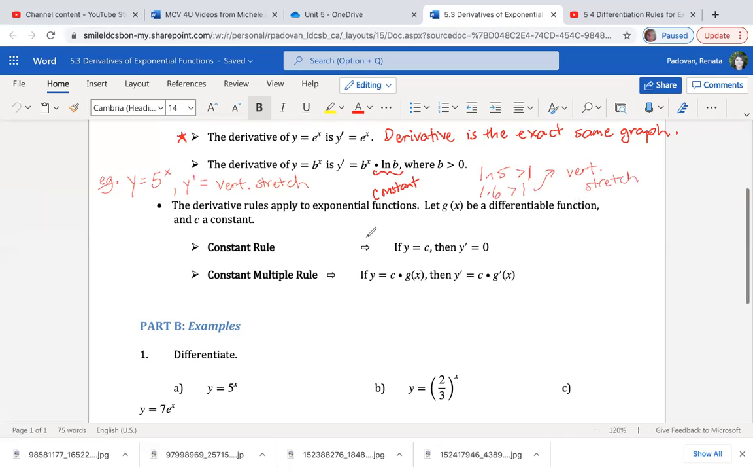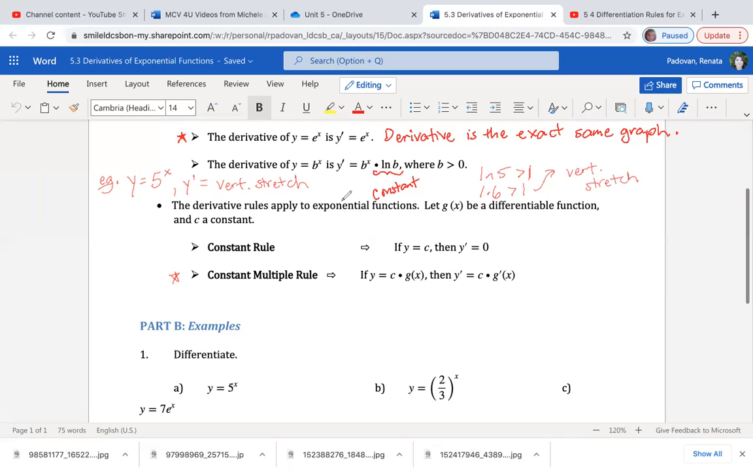Okay. So the derivative rules apply to exponential functions as well. So great, all the same things we already know. So if g of x is a differentiable function and c is a constant, I'm showing you 2 rules. We're actually only using 1 rule in this lesson, and then we'll do the other rules next lesson. This constant rule is just saying, if my original function is just y equals a constant, like y equals a number, then the derivative is 0. We're actually not going to see that today, but that should be familiar to you from the past.